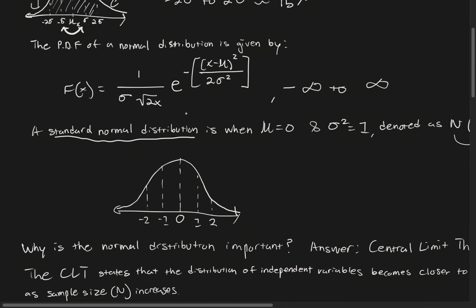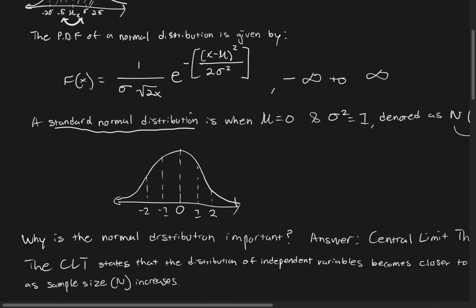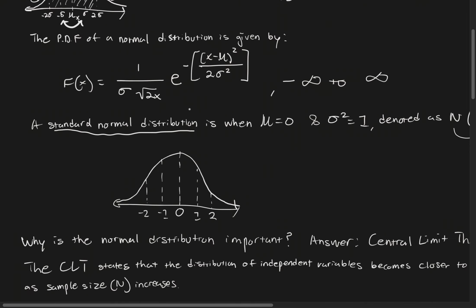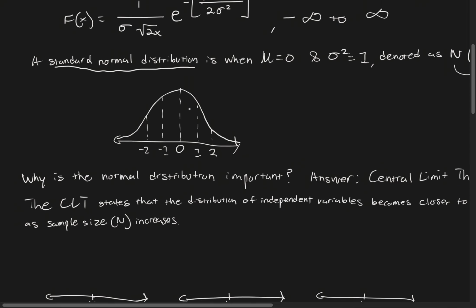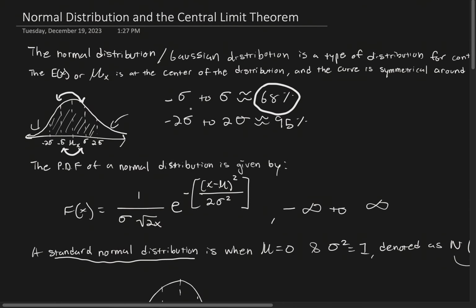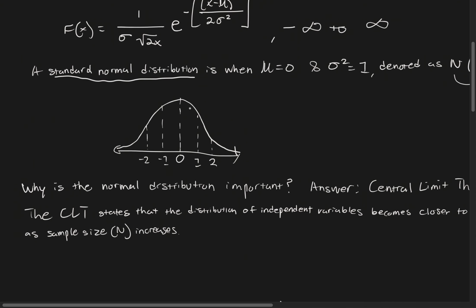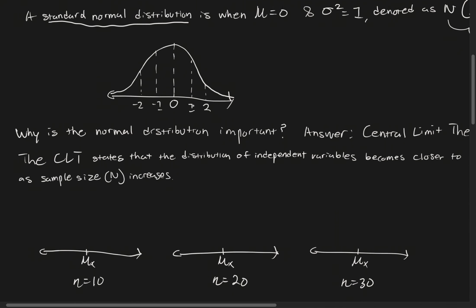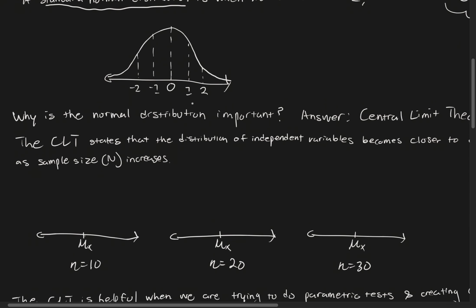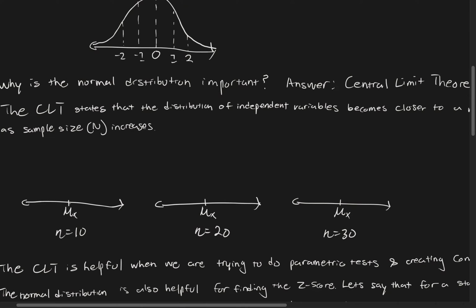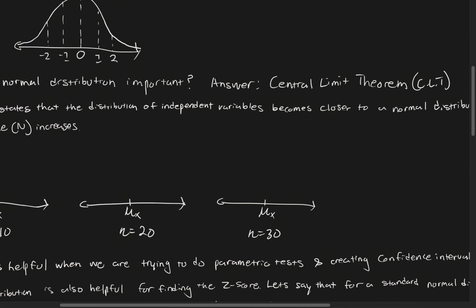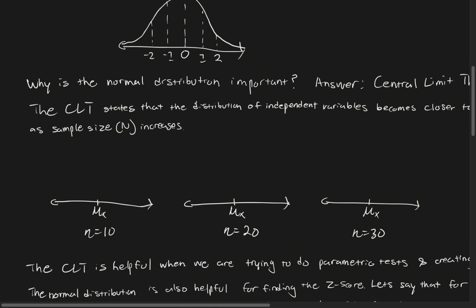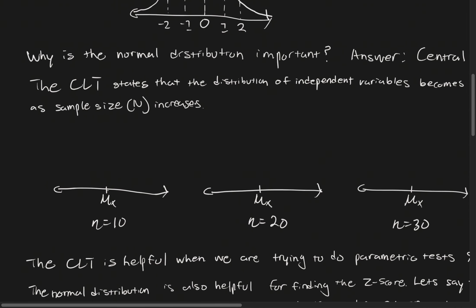And so if we're not mathematically plugging in the values for the PDF function, why are we learning about the normal distribution? That's where the central limit theorem comes in, short for CLT. The CLT states that the distribution of independent variables becomes closer to a normal distribution as the sample size n increases.